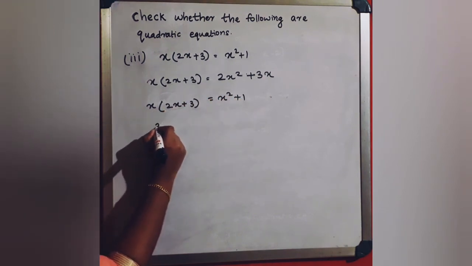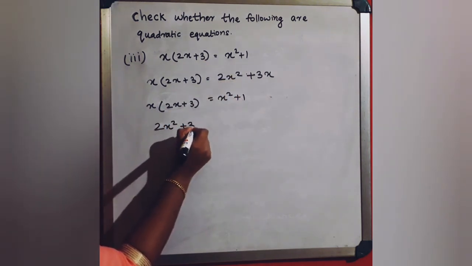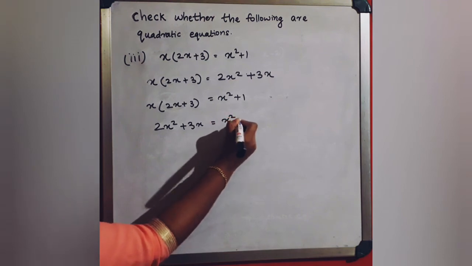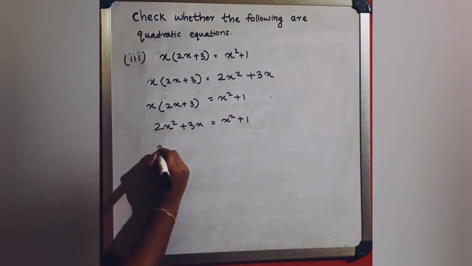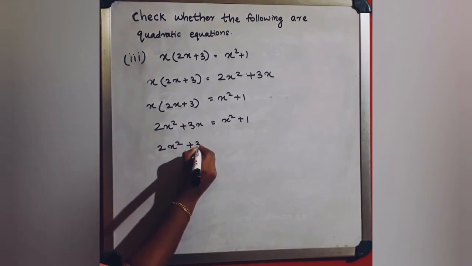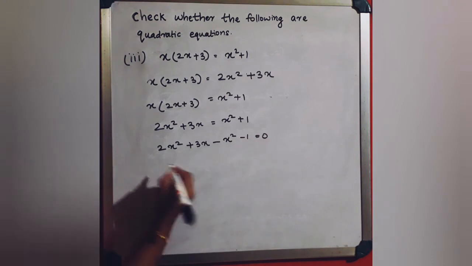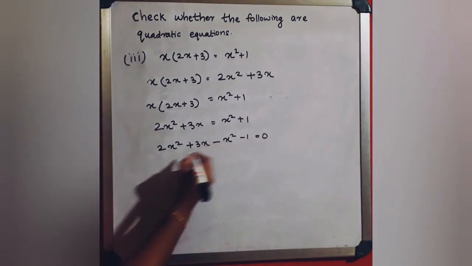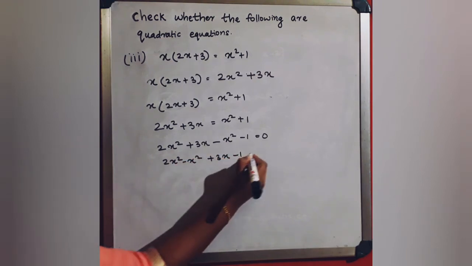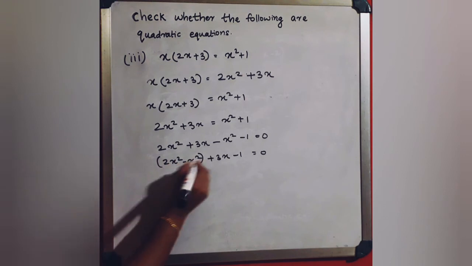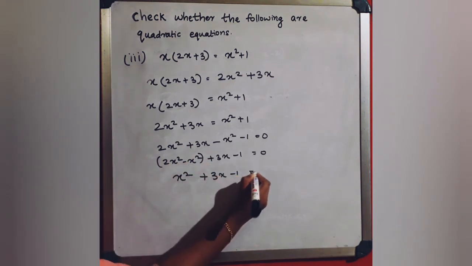Now substitute this value here. We get 2x square plus 3x is equal to x square plus 1, and transfer the terms to the left side. It becomes 2x square plus 3x minus x square minus 1 is equal to 0. 2x square minus x square is x square, plus 3x minus 1 is equal to 0.